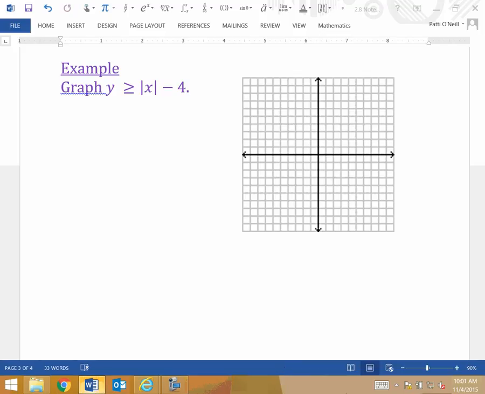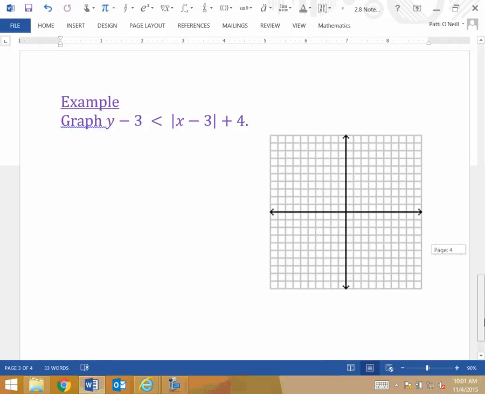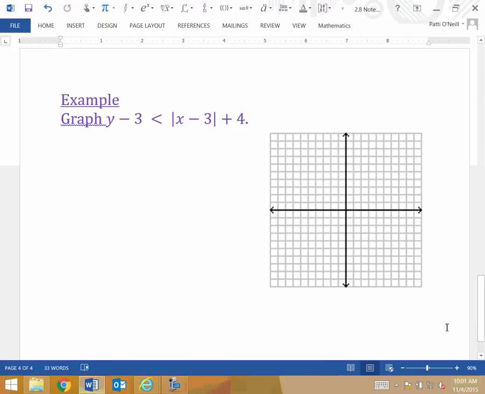Let's see. This one is y minus 3 is less than the absolute value of x minus 3 plus 4. You know what I think I'm going to do? No, let's leave it like this, and we'll talk about one together in class a little bit later when I see you next.